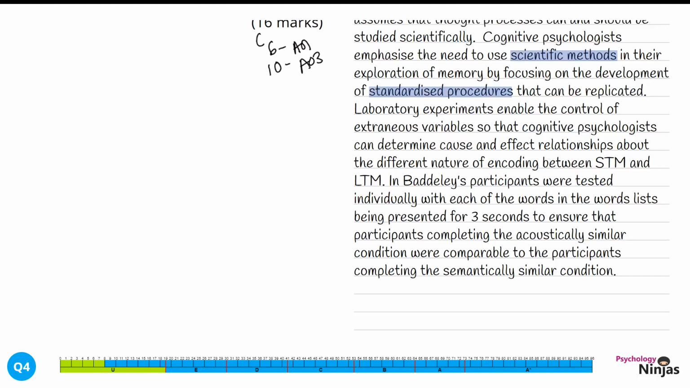We've given a detailed explanation of our support of the scientific procedures used within the cognitive approach, identifying a reason why they're using laboratory experiments in terms of cause and effect, and linking that into encoding. We've gone a step further by talking about specific details within Baddeley's study, and we've shown detail in this and specific precise knowledge in terms of how the words were presented and why that was done in terms of comparing the participants. It's now time to compare this to the psychodynamic approach.